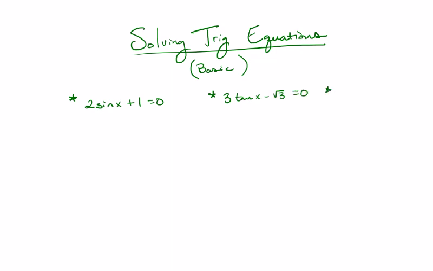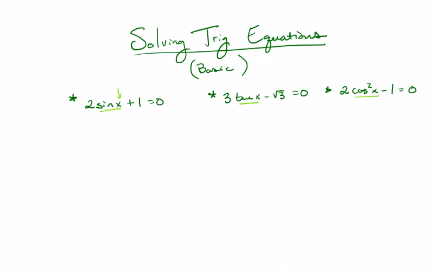You could even do all kinds of crazy things, like, I don't know, 2 cosine squared of x minus 1 equals 0. So the reason they're called trig equations is because you have a trig function in the equation. You could even have multiple trig functions in an equation, but this is just going to be a basic video. And our goal is to solve for x.